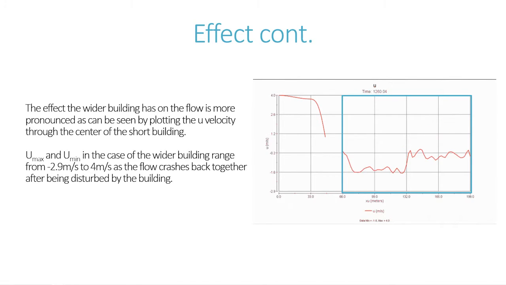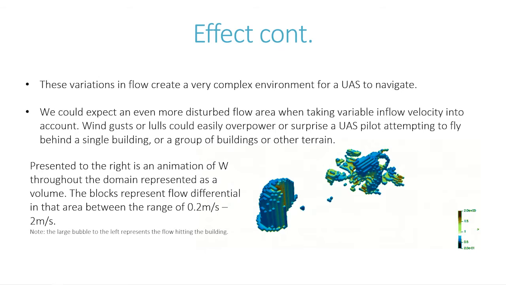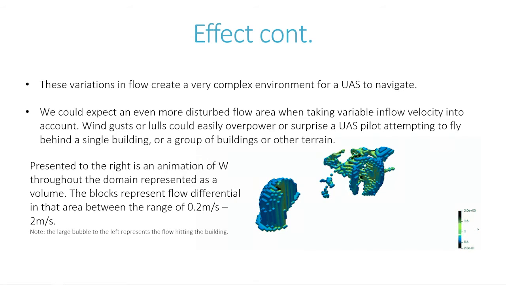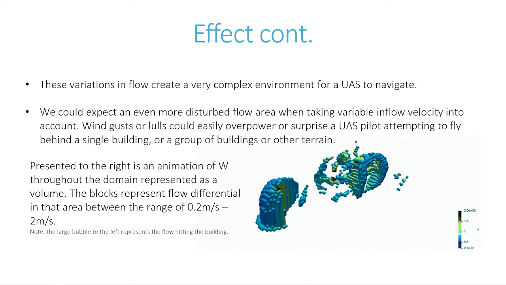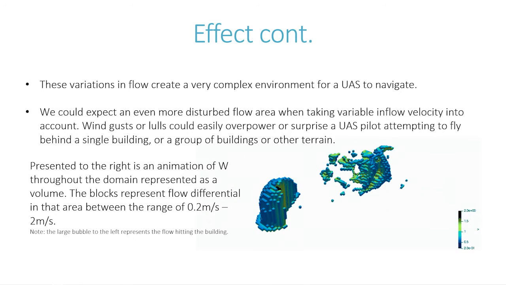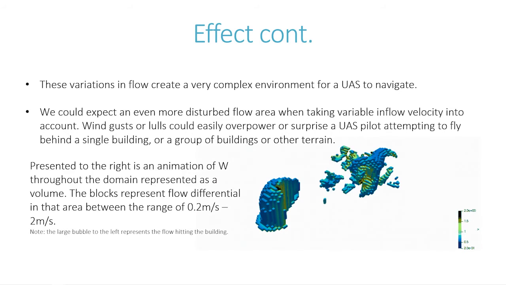And we'll continue on to this short building case, and the effect of the wider building has an even more pronounced effect on the velocity behind it. As you can see, the values for this one range all the way from negative 3 back up to 4 meters per second as the flow crashes back together from being disturbed by the building. And these variations in flow create an extremely complex environment for a UAS to navigate as it travels behind a building. And we could expect an even more disturbed flow area when we're taking variable inflow velocity into account.